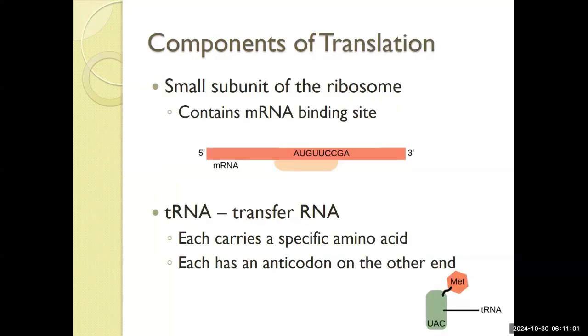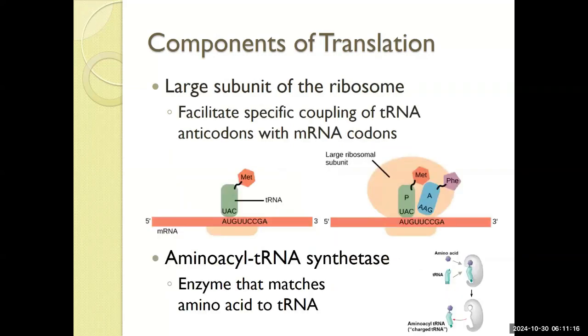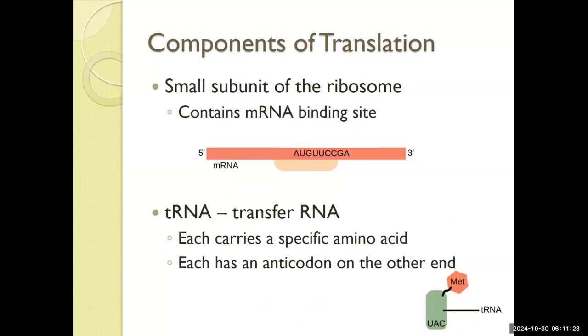The key player of translation is the ribosome. The small subunit of the ribosome will bind to the mRNA binding site, recognizing the start codon. The large subunit of the ribosome will bind on top of this, sandwiching the mRNA transcript. Another key player is tRNA, the transfer RNA.